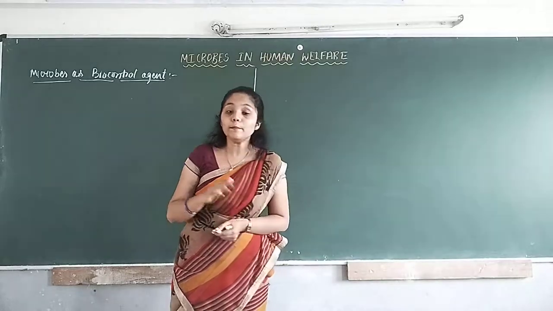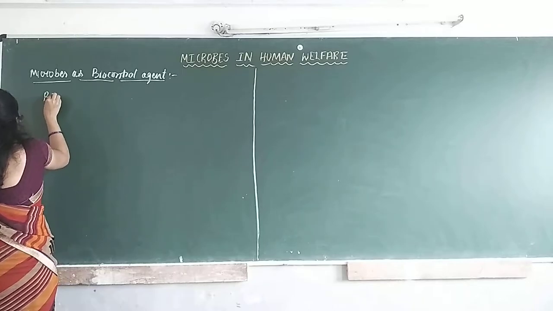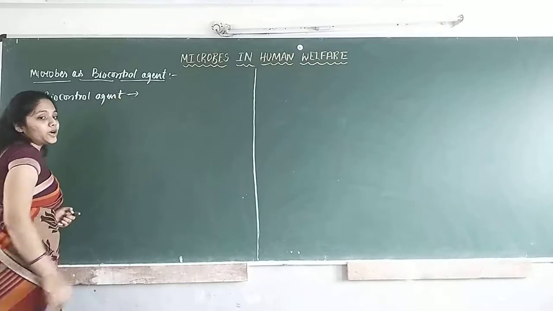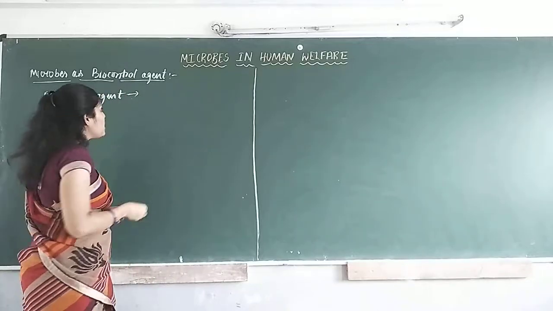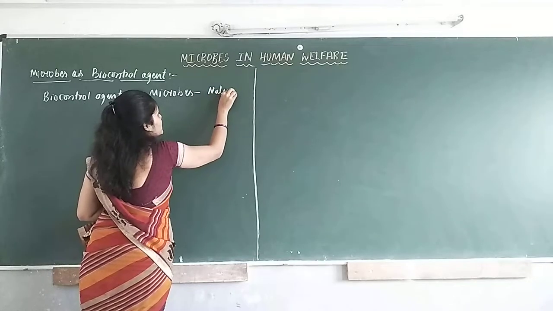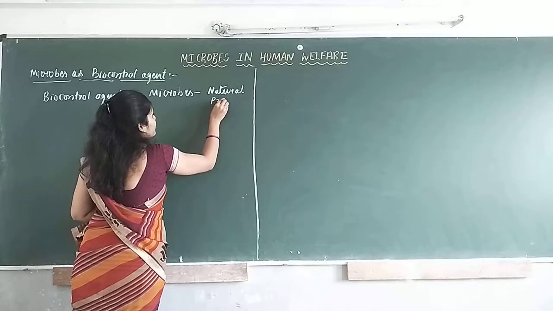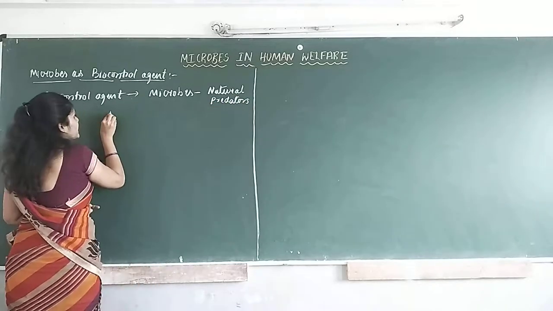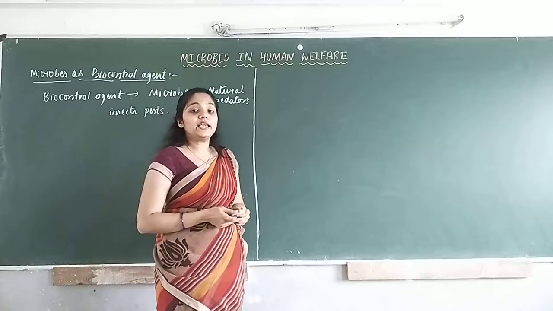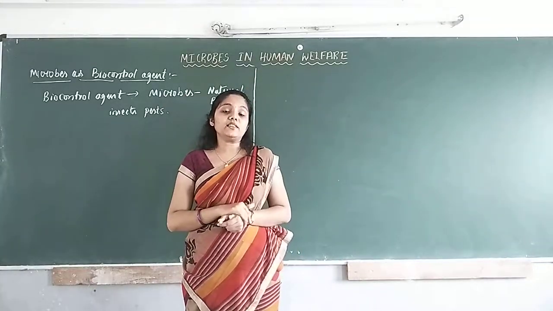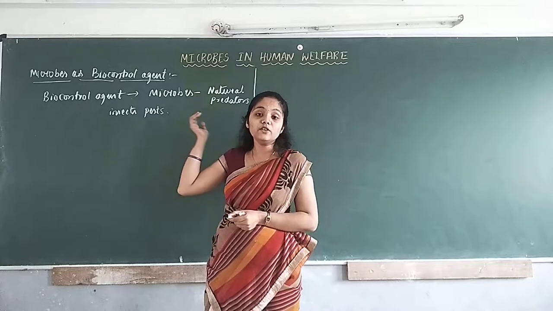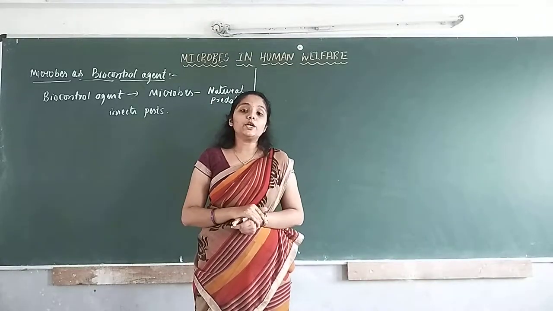First of all, we have to know about the biocontrol agent. So what do you mean by the biocontrol agent? Here we are using the microbes, that means they act as natural predators to control the insects and pests. So the biocontrol agent is nothing but a controlling method, so that we are controlling the insects and pests by using natural predation without using the chemicals. We call it a biocontrol agent.